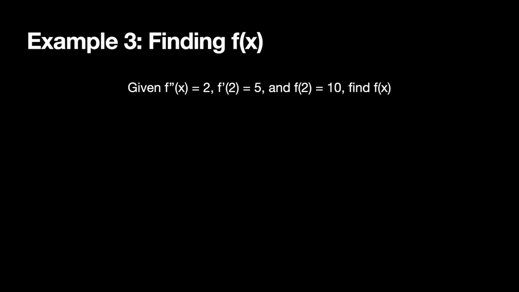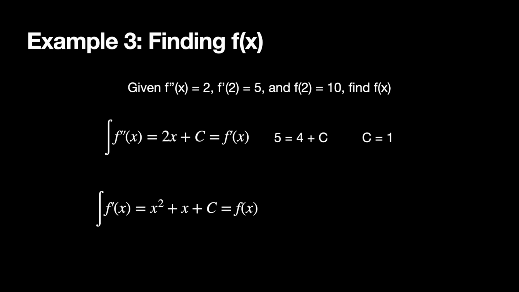Let's do an example. Pause the video and read the problem. Well, first thing we do is take the integral of f double prime of x, which gives us 2x plus c, or f prime of x. Then we substitute in our known values and solve for c. After that, we integrate again to get to f of x, and we solve for c again, and then we get this final expression for f of x, or x squared plus x plus 4.